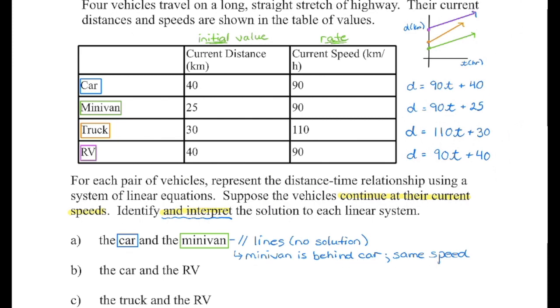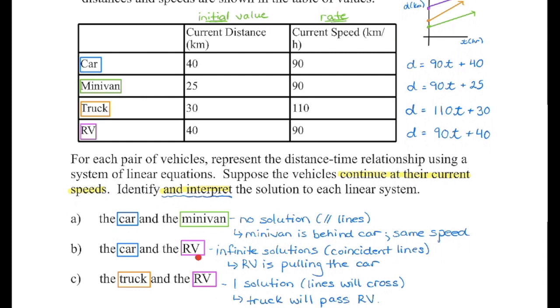I want you to pause the video and see if you can compare the next two, the car and the RV. I can see that they're both the same distance from our starting point at the point in time that this measurement was taken. They're also traveling at the same speed, so that means it's going to be represented by the same line on the graph. Most likely the RV is going to be pulling the car, so they're traveling at exactly the same point in time at the same speed.